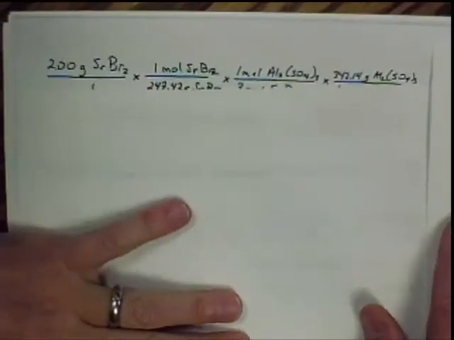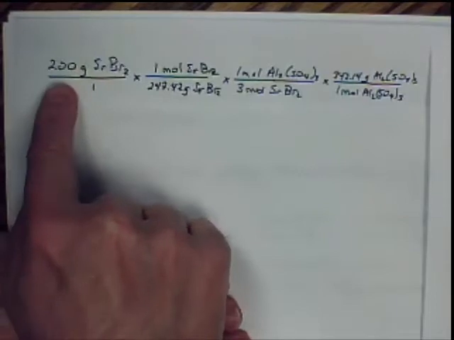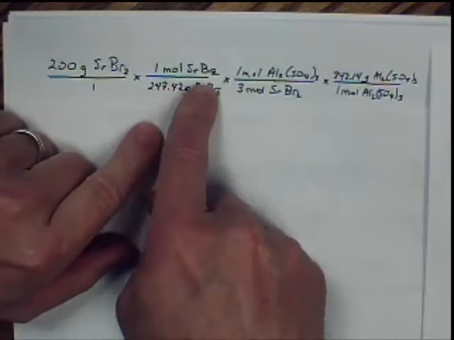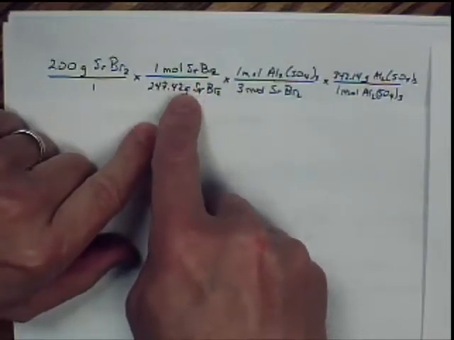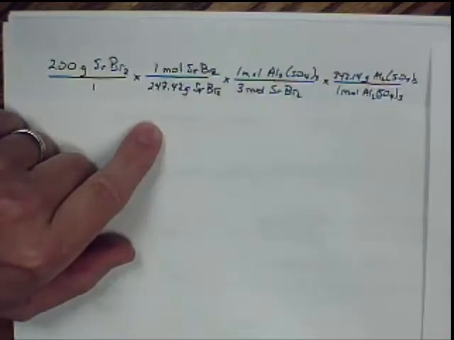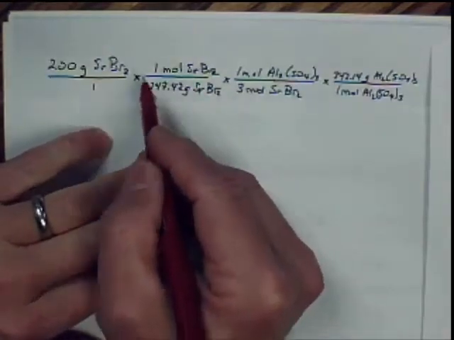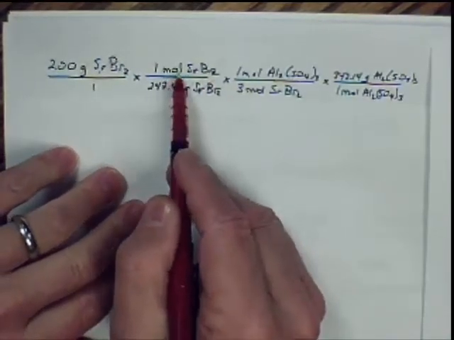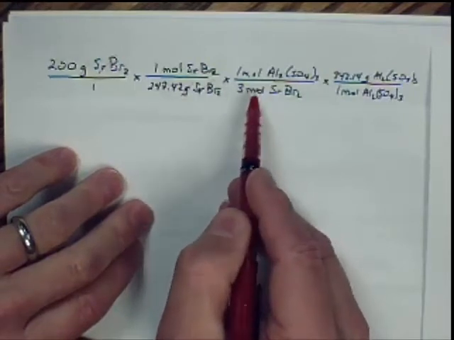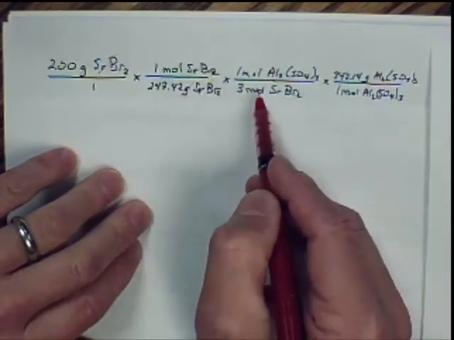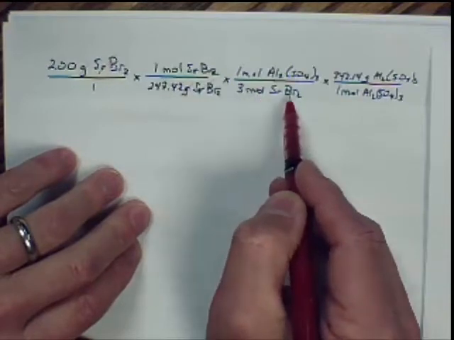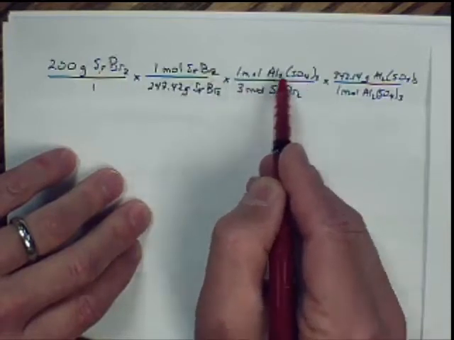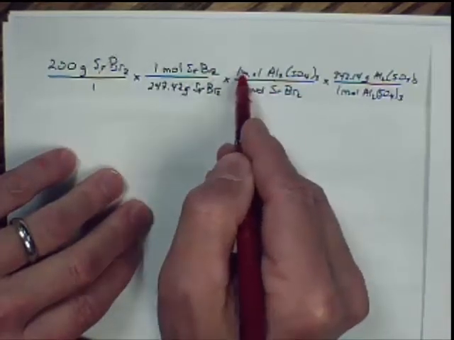Let's take a look at this. Starting with 2 grams of strontium bromide, we're going to build a conversion unit called a molar mass conversion unit. And you can see that we can cancel out grams of strontium bromide. Here's moles of strontium bromide, so now we've got the molar ratio. In this case now, the number of moles of strontium bromide is 3 in the balanced equation. That's where we get that 3 from. The number of moles of aluminum sulfate is 1 in the balanced equation. That's where we get that 1.